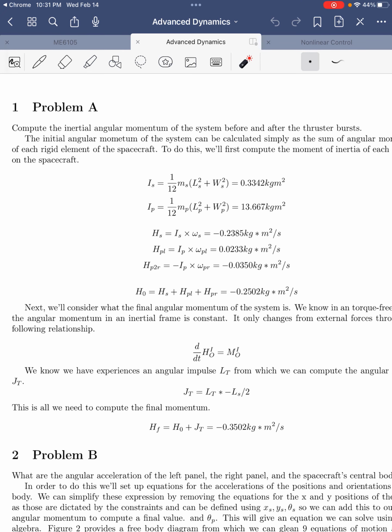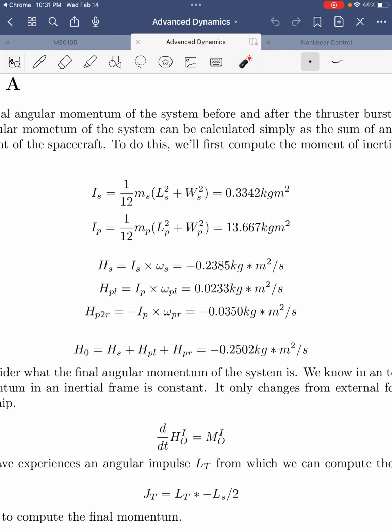So the first problem was, what is the initial angular momentum of the system, and how does it change after the thruster bursts? The first thing to do is calculate the moment of inertia for the spacecraft body and the solar panels. We'll use this 1/12 (L squared plus W squared) formula times the mass. Here we have the spacecraft body mass, and then the spacecraft body length and width. We can do that for the spacecraft and for the panels to get those values.